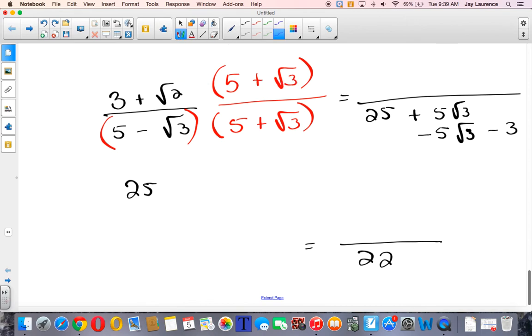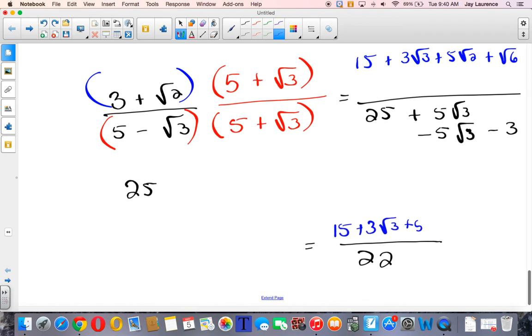And I'm going to double distribute. And it looks like I'm going to get a 15 plus a 3 rad 3 plus a 5 rad 2 plus a rad 6. And that's like that one example in class. There are no like terms, nothing to combine. And so I'm going to write them like this. And there you go.